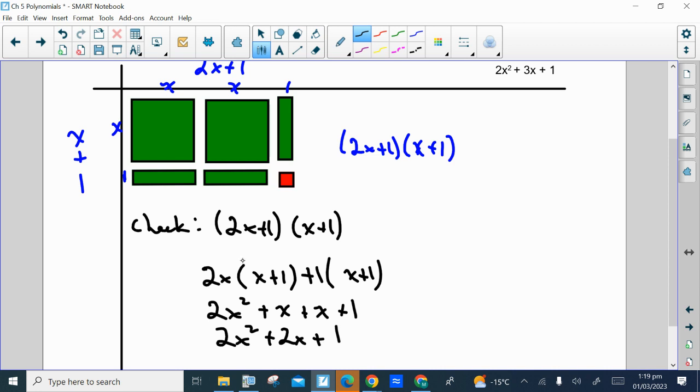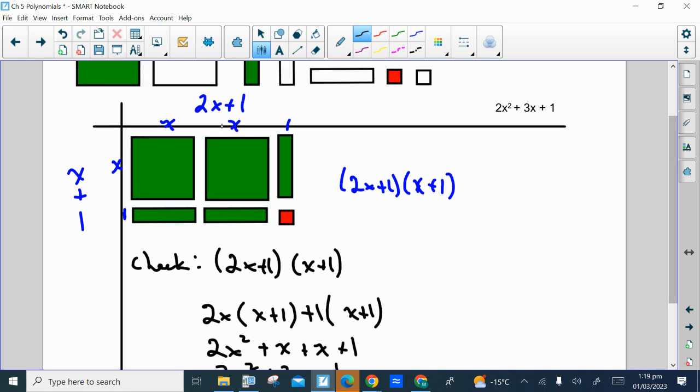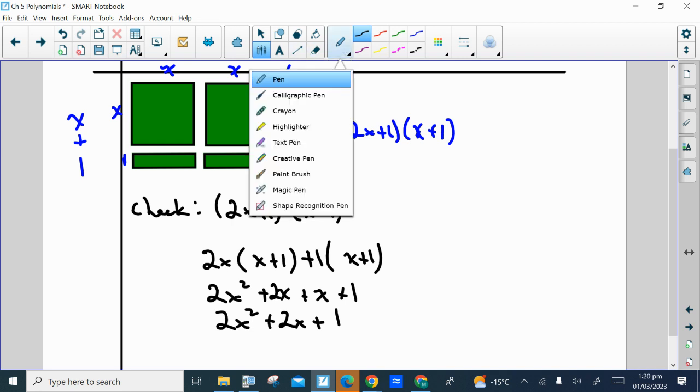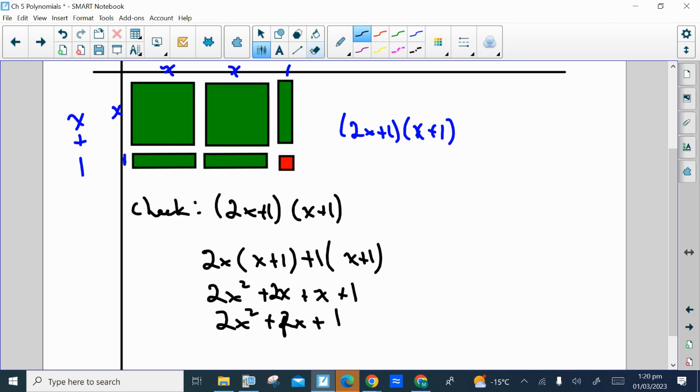So something's not right there. Oh, I know. Oh, that's right. So I've got 2x plus 1, and on the side I've got x plus 1. This should have been a 2x because it's 2x times 1, which is 2x, not 1x. So that'll give us 3x when we combine those.